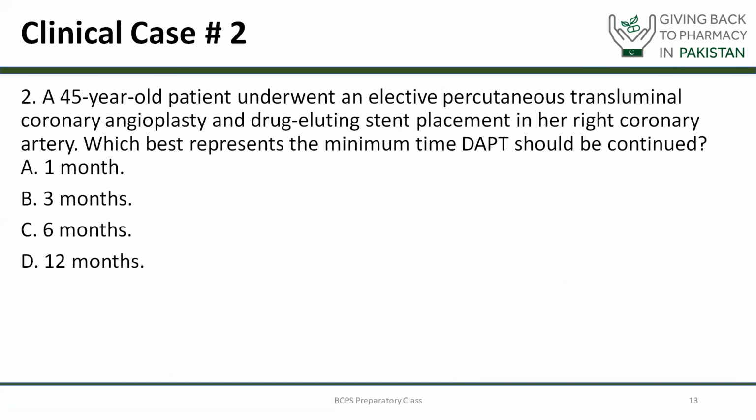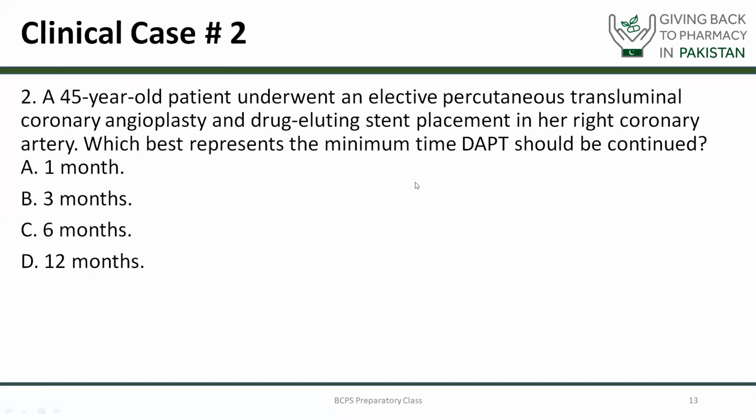A 45-year-old patient underwent an elective percutaneous transluminal coronary angioplasty. A drug-eluting stent was placed in her right coronary artery. Which best represents the minimum time DAPT should be continued? For ACS, there is a standard guideline that for 12 months you have to continue the dual antiplatelet therapy.